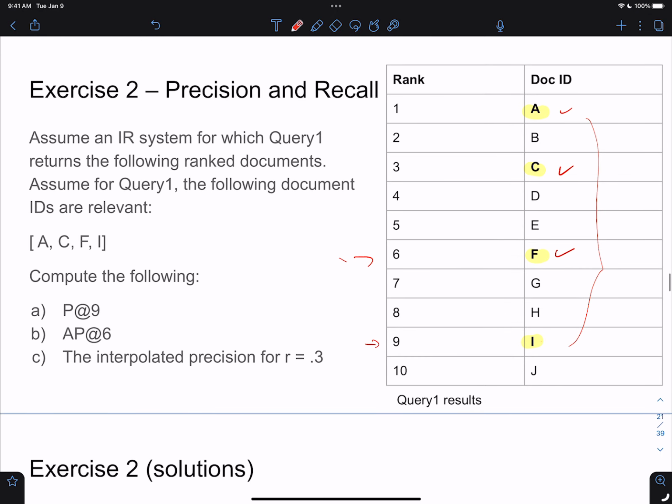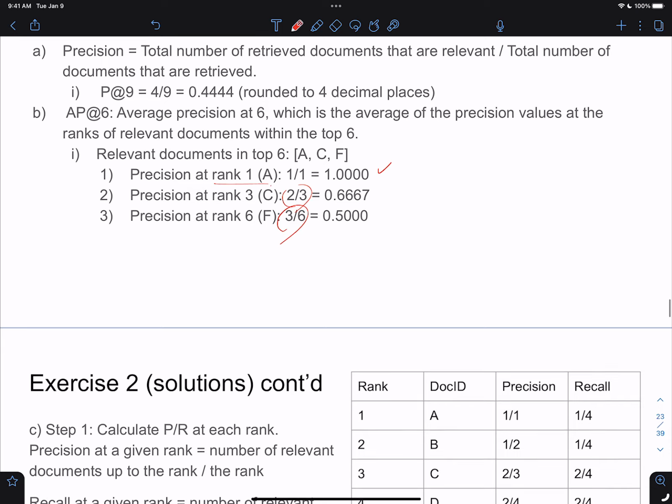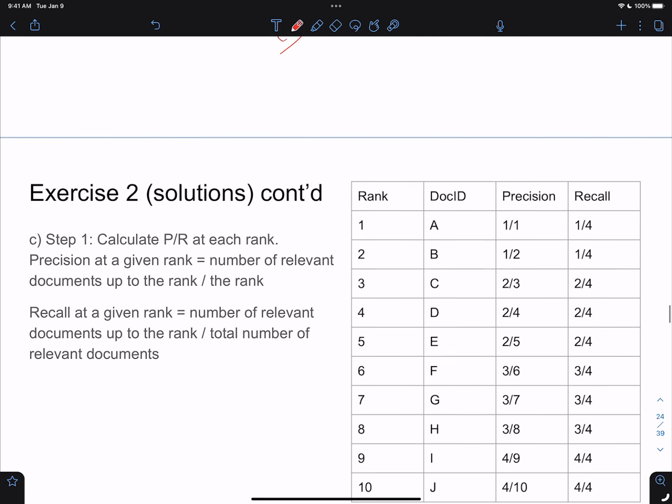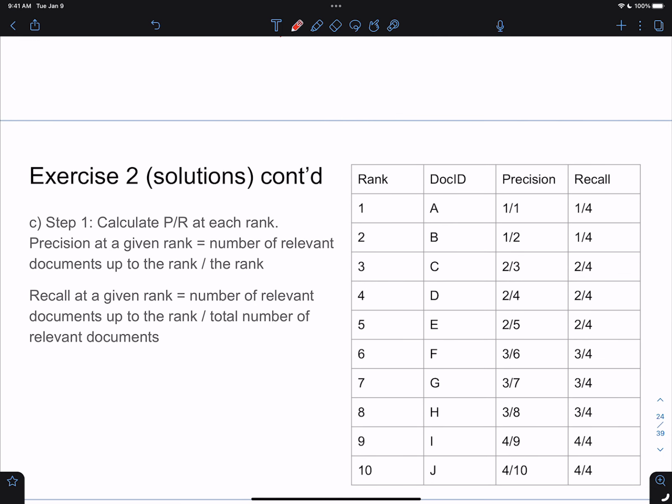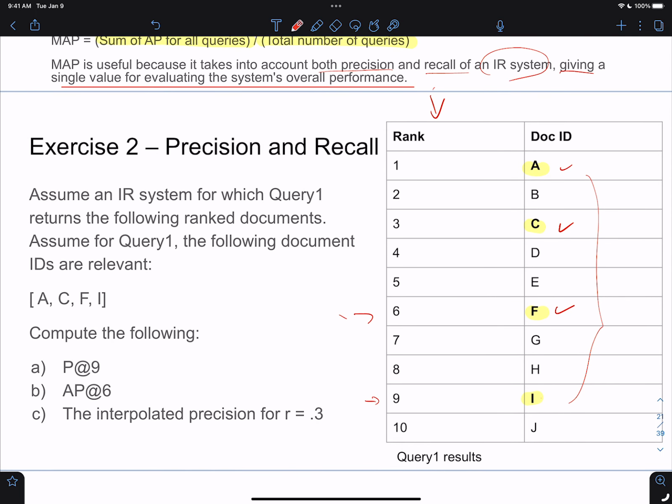Now, part 3 of the question, we're asking the interpolated precision for R is 0.3. So you can break this down into different steps. For step 1, you calculate the precision and recall at each rank. So given this table here, you want to be calculating the precision and recall.